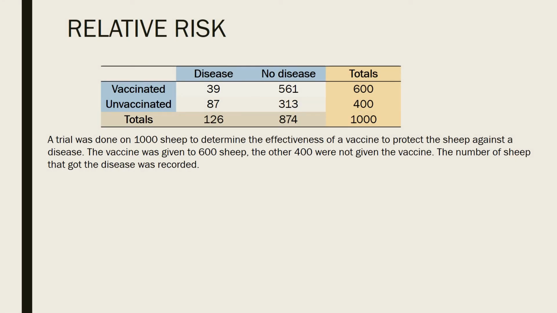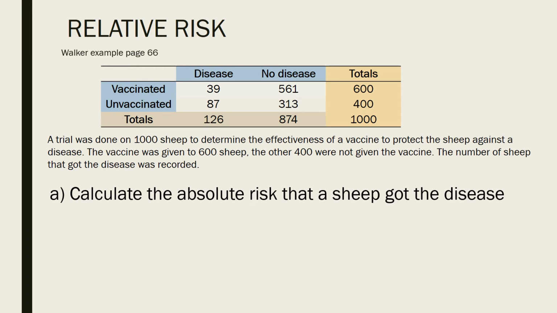Okay, we're going to look at this example here. This is the Walker example on page 66, if you want to follow through with it. You've got a trial done on 1,000 sheep to determine the effectiveness of a vaccine to protect the sheep against a disease. Vaccine was given to 600 sheep and none was given to the other 400 sheep. The number of sheep that got the disease was recorded, whether they were vaccinated or not. So this says that there were 39 that were vaccinated that got the disease, and 87 that weren't vaccinated got the disease.